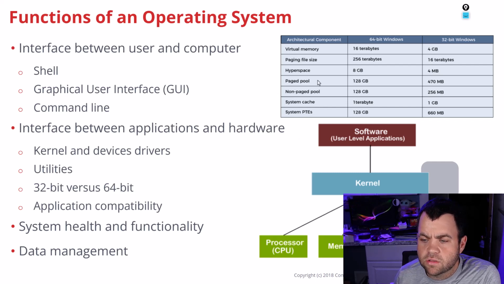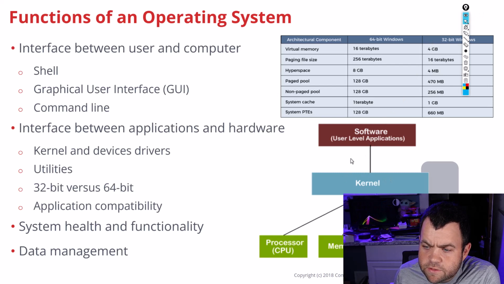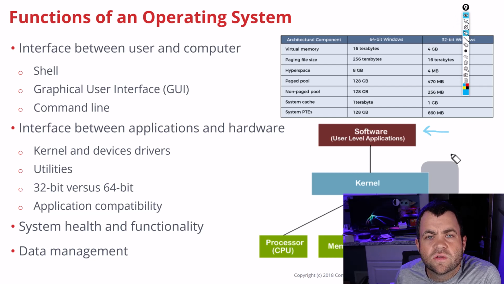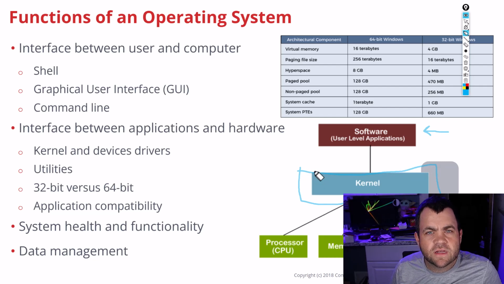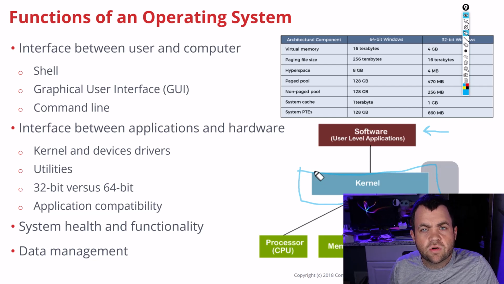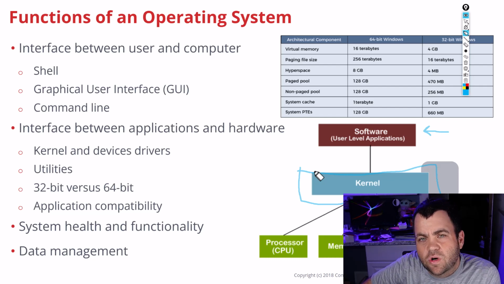If we look at the diagram that we have over here, we have our software. These are our user level applications. This area right here, these are the user level applications. In this case, we're talking about Microsoft Word. From there we have our kernel. The kernel is kind of like an air traffic controller. You don't usually have just one software running on your computer, right? There's not usually just one application.